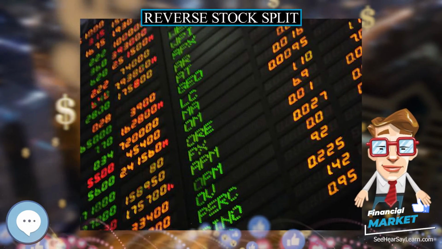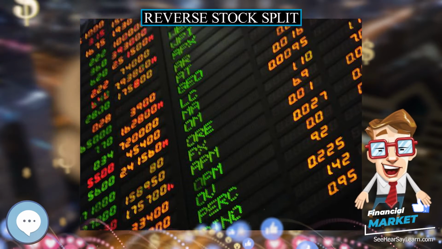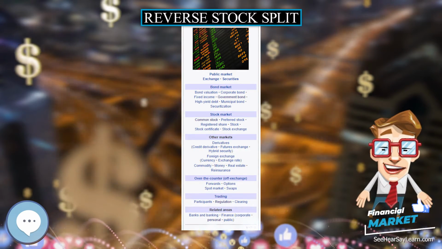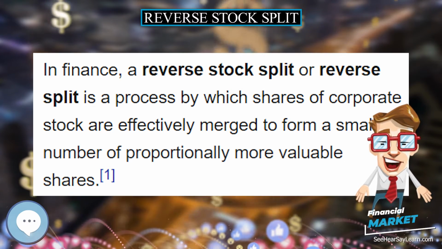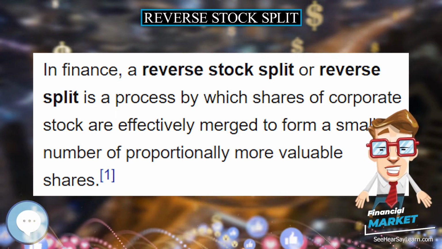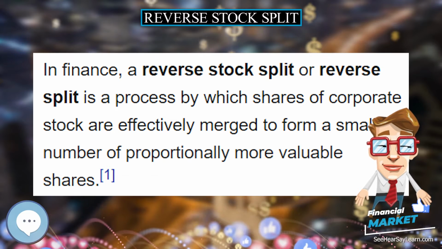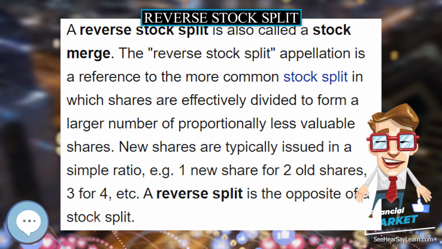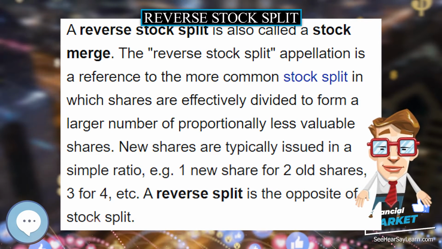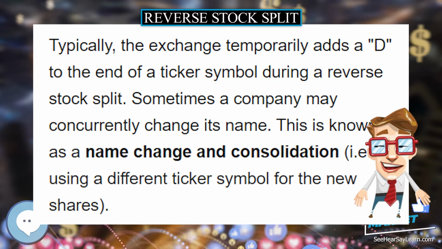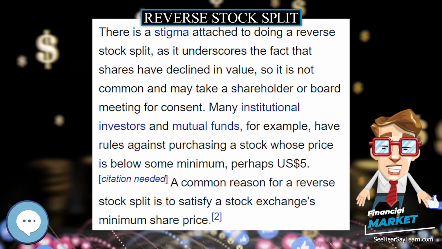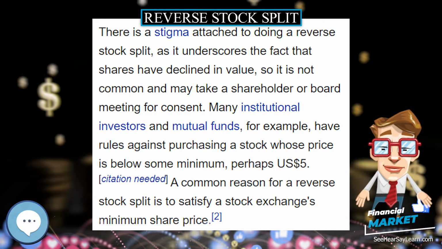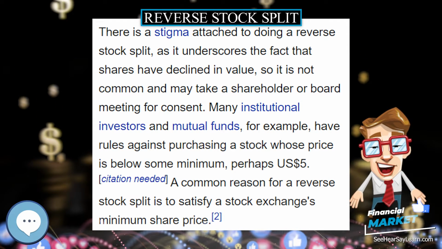Reverse stock split. In finance, a reverse stock split or reverse split is a process by which shares of corporate stock are effectively merged to form a smaller number of proportionally more valuable shares. A reverse stock split is also called a stock merge. The reverse stock split appellation is a reference to the more common stock split in which shares are effectively divided to form a larger number of proportionally less valuable shares.